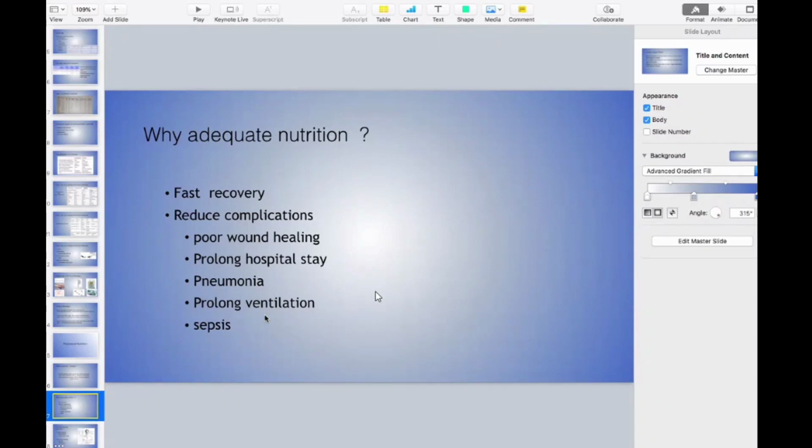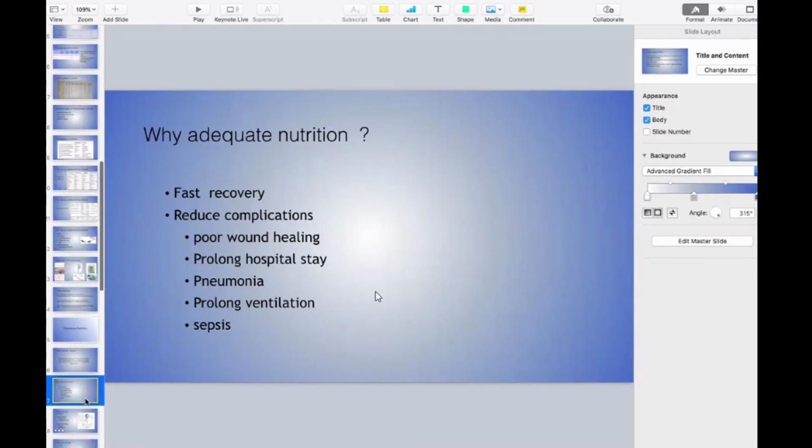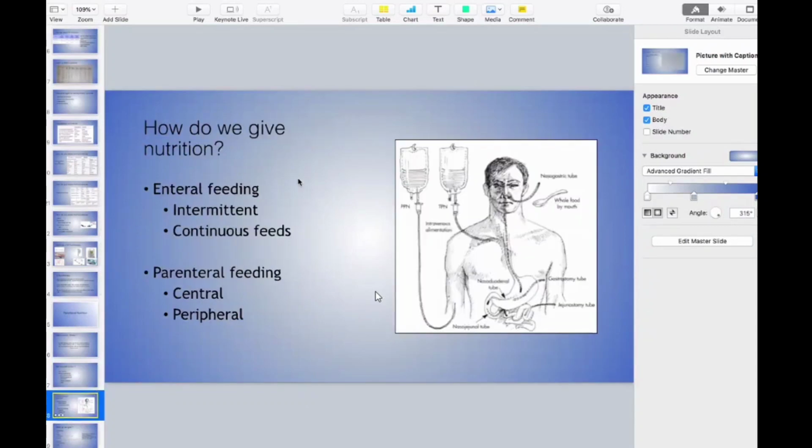Prevention of sepsis and all these complications can be achieved if you give adequate nutrition to these patients. Nutrition can be given in two ways: one is enteral feeds, the other is parenteral feed. Enteral feeding is where you can ask the patient to take orally, or by NG tube or jejunostomy tube, nasojejunal tubes or gastrostomy tubes.